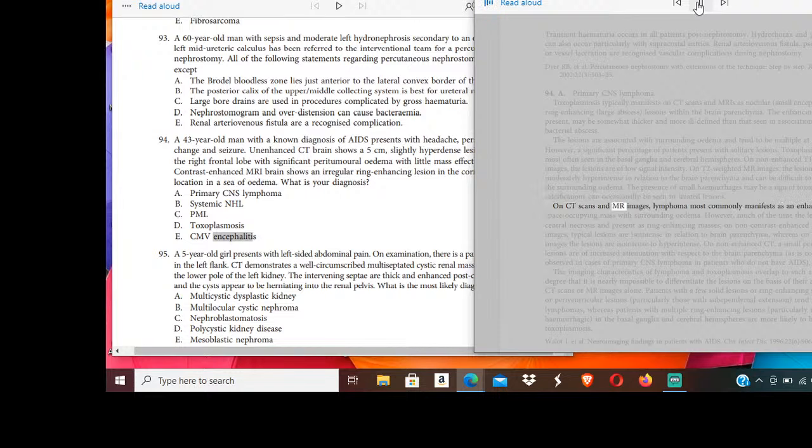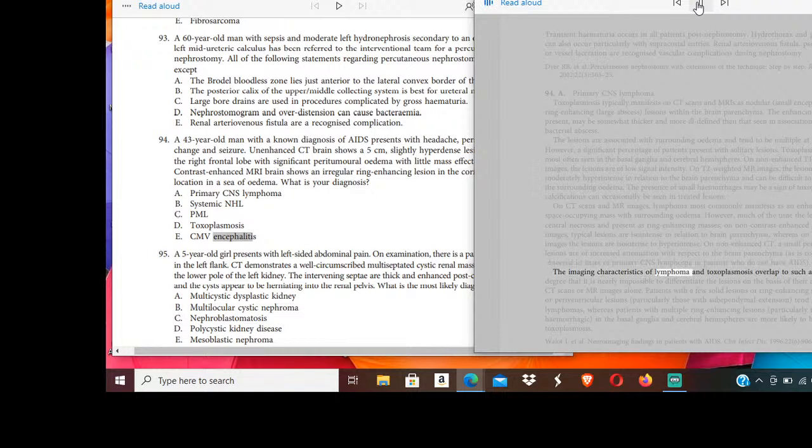On CT scans and MR images, lymphoma most commonly manifests as an enhancing, space-occupying mass with surrounding edema. However, much of the time the lesions undergo central necrosis and present as ring-enhancing masses. On non-contrast enhanced T1 weighted images, typical lesions are isointense in relation to brain parenchyma, whereas on T2 weighted images the lesions are isointense to hyperintense. On non-enhanced CT, a small percentage of the lesions are of increased attenuation with respect to the brain parenchyma, as is commonly observed in cases of primary CNS lymphoma in patients who do not have AIDS.